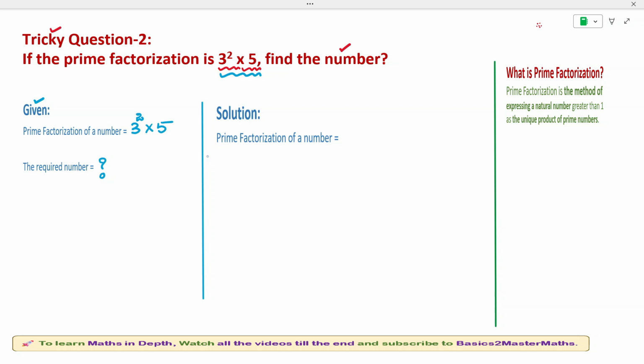So, the prime factorization of a number is 3 to the power 2 multiplied by 5. This can be written as 3 multiplied by 3 multiplied by 5. Multiply first two digits. You will get 9. Keep 5 as it is.